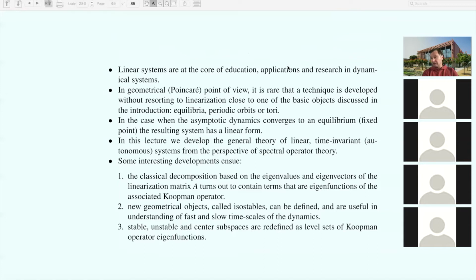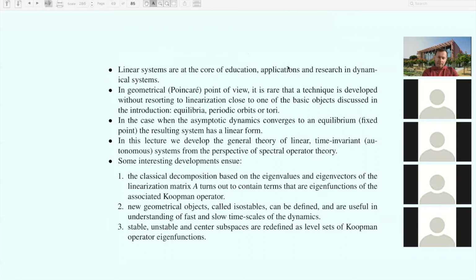So there are very often parts of the dynamical system with certain observables that very quickly settle to some equilibrium values, and then there are some other observables or states that continue evolving over a longer time and settle to equilibrium over a longer time. So these fast and slow time scales of the dynamics can be understood in terms of this concept of isostables that comes directly from understanding level sets of specific Koopman eigenfunctions of linear systems.